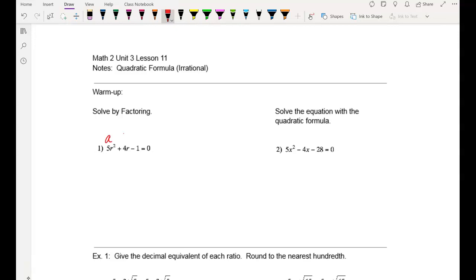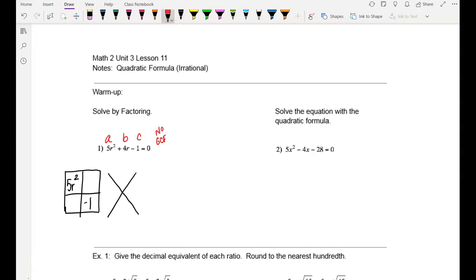I have my A, my B, my C. I have 5, 4, and -1. There's nothing that divides into all three of those, so there is no GCF on that. So I go to my box. I know my 5r squared is the top left. My -1 is the bottom right.